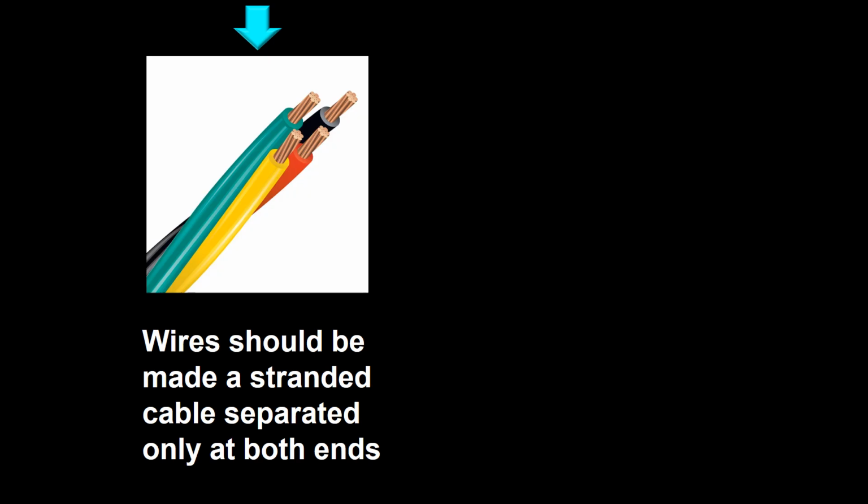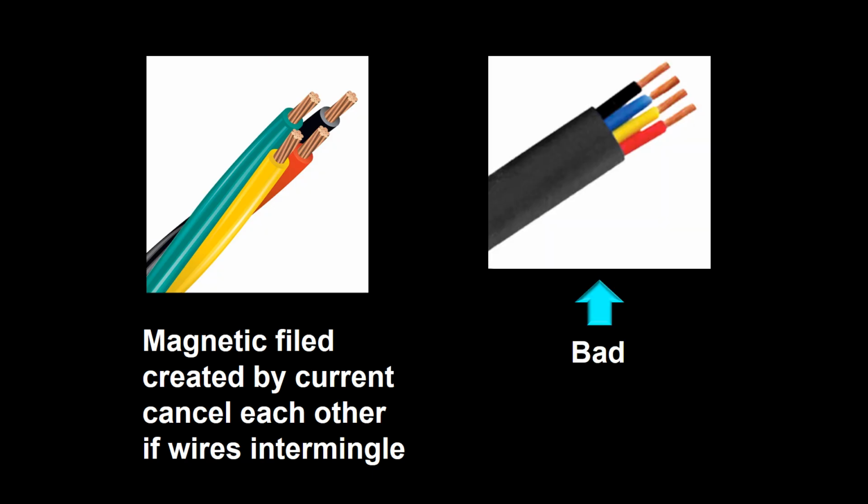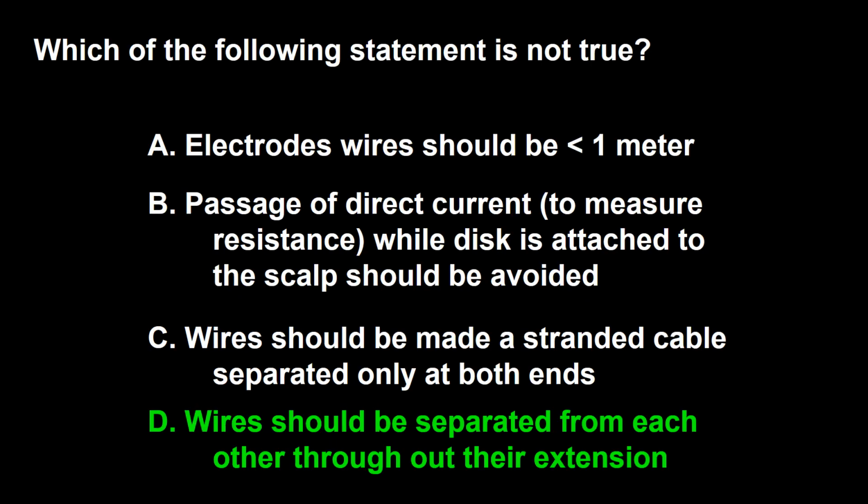It is better to bunch electrode wires in a strand and to only let them separate at both ends. It is better because the magnetic field created by current through each winded wire cancel each other. Thus, stranded electrodes are better than electrodes that run in the same direction and are not wound around each other. So the answer is D. All the other options are true. Take a second to read them over, please.